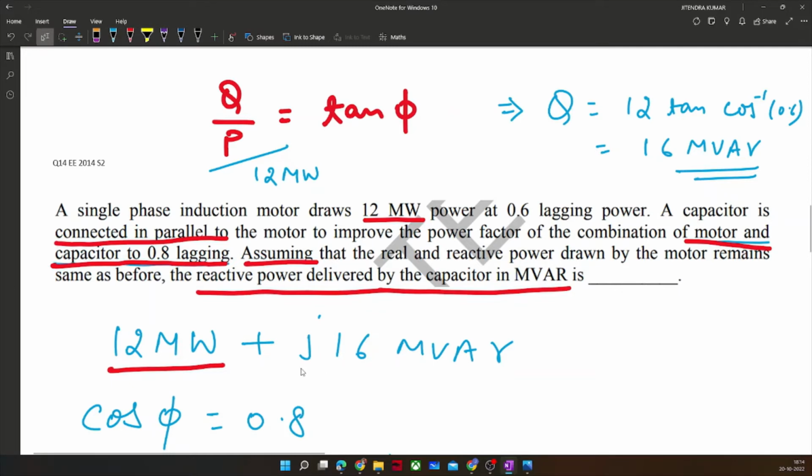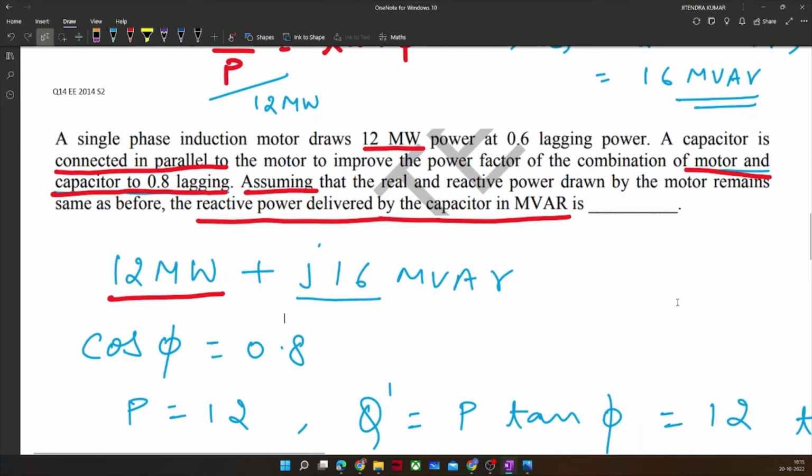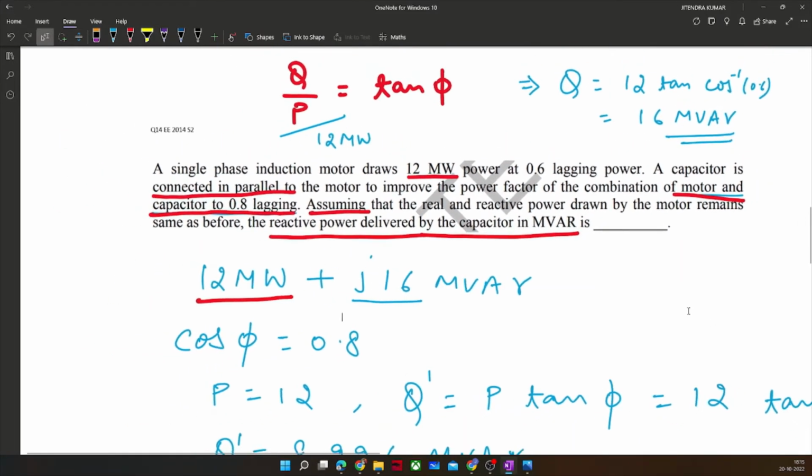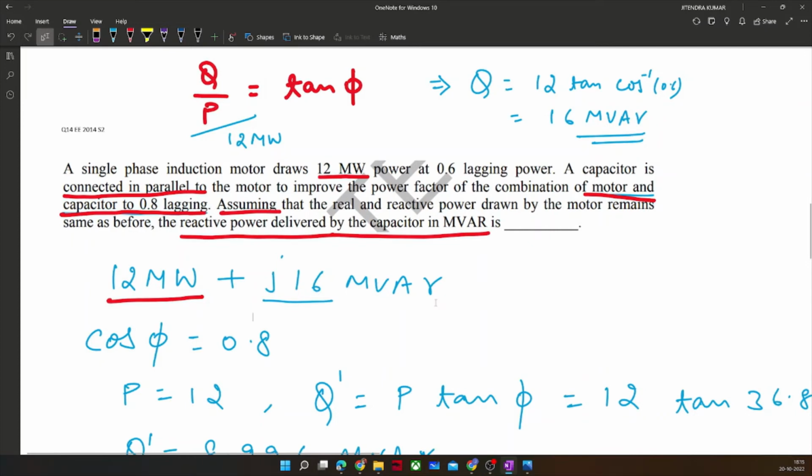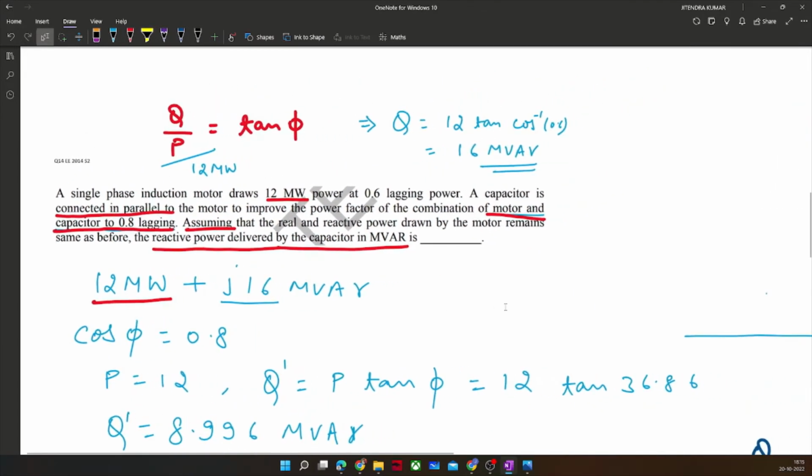Okay. So now we know what was the initial reactive power being supplied from the source side. After that, we will compute how much reactive power was delivered by the capacitor. Now if we need to compute the real and reactive power, it is written that real and reactive power drawn by the motor remains same as before. Okay, so it will remain same as before, but how much would be supplied from the capacitor?